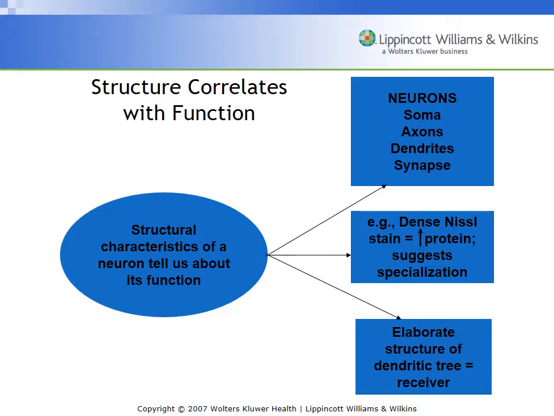Now, just to recap, we have observed structural correlations with function. And obviously, we've seen that structural characteristics of a neuron tell us a lot about its functions. Neurons, for example, are cells that have soma, axons, dendrites, and create synapses.